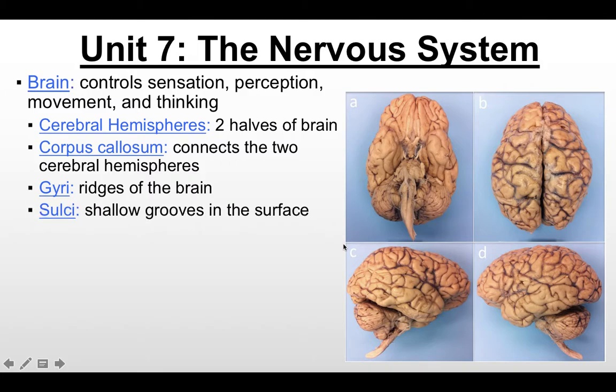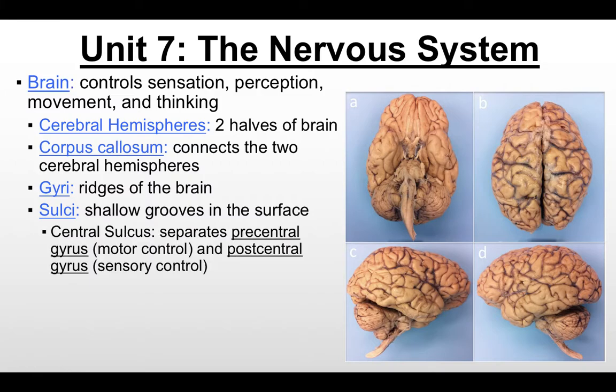The ridges and grooves of the brain also have specific names. So the gyri are the white parts of the brain that you can see. They are the ridges, the 3D portions. And then the grooves are sulci. So all these dark grooves that exist throughout the brain structure, those are called sulci. And we'll name a couple of the most important ones. The central sulcus separates the precentral gyrus and the postcentral gyrus.